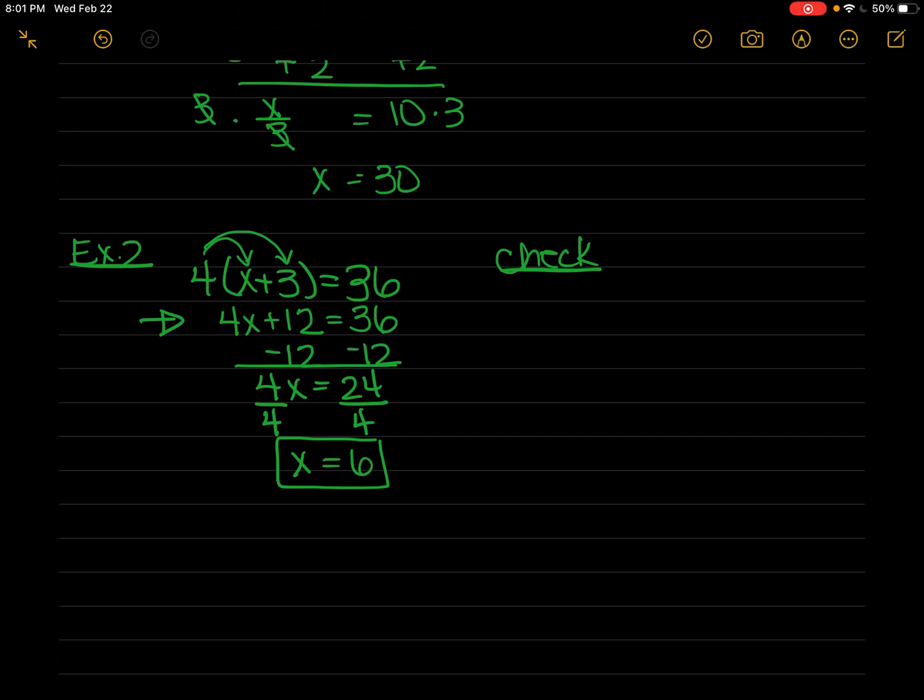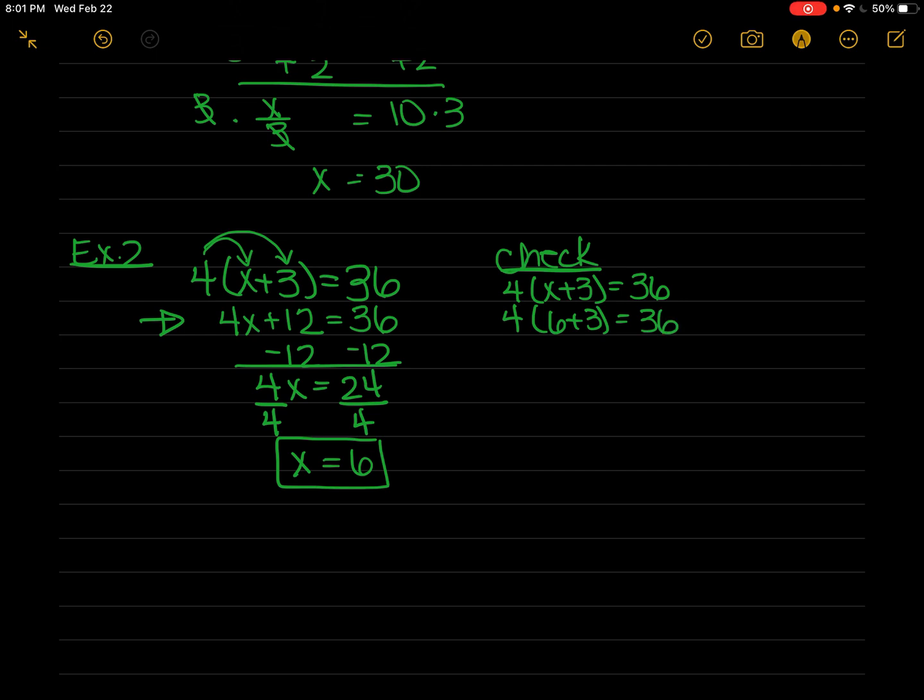Now I can check this one also, so I'm going to show you the check for each of these problems. I'm going to write down the problem first, but when you really do checks in my class, you do not have to write down the problem. I'm just writing it down so you can see what I'm doing. So instead of x right here, I'm going to put 6 in place of that x. So I'm going to have 4 times 6 plus 3 equals 36.